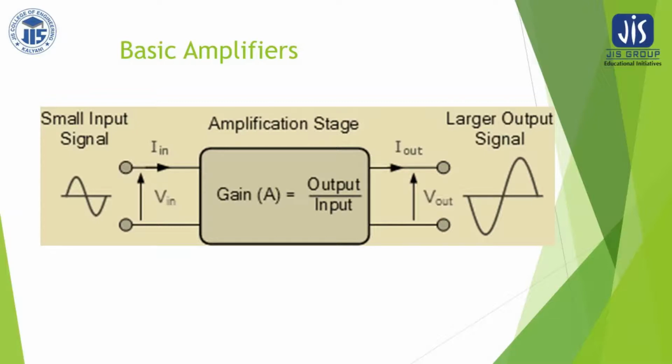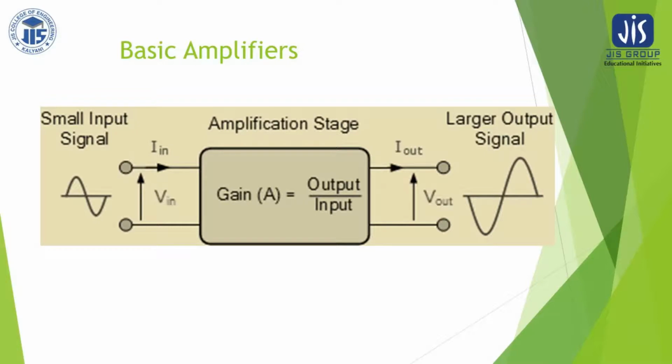Now, before going to discuss this feedback amplifier, let us discuss about the basic amplifier. There are four basic amplifier categories. The first is the voltage amplifier, second is current amplifier, trans-resistance amplifier, and trans-conductance amplifier.